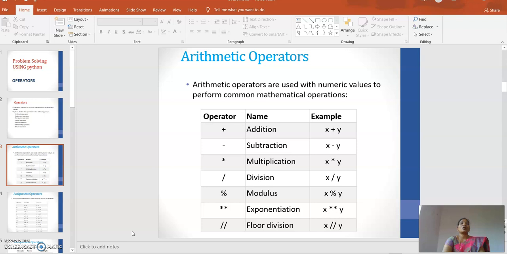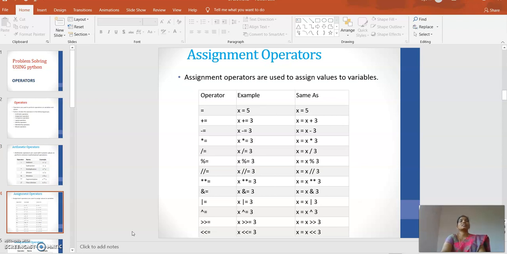Arithmetic operators are used with numeric values to perform common mathematical operations. So the operators are plus, minus, star, slash, percentage symbol, double star, and double slash. The first one is used for addition, the second for subtraction, then multiplication, division, the modulus symbol that returns the remainder value, exponentiation, and floor division. And the next one is assignment operators.